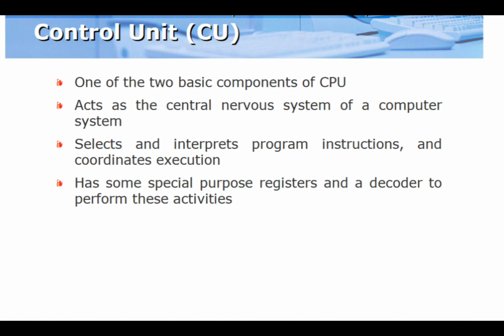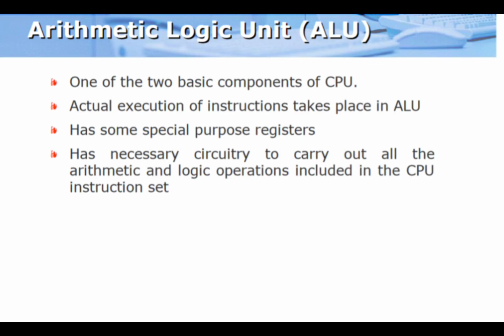CU, one of the two basic components of CPU, acts as the central nervous system of a computer system. Has some special purpose registers and a decoder to perform these activities.